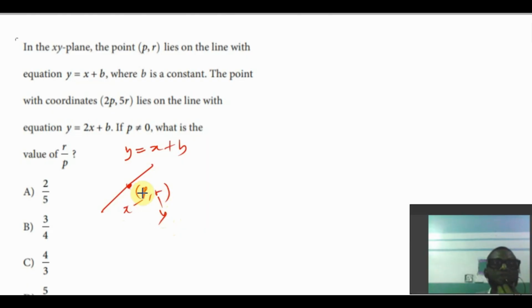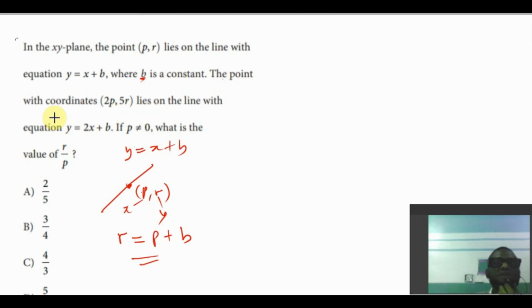If I substitute p and r into this equation, I will have r = p + b. This is what we understand by the first sentence, but b is a constant. Now let's look at the second sentence.